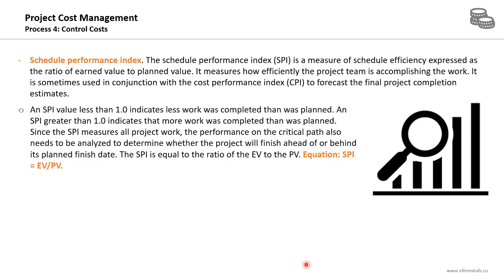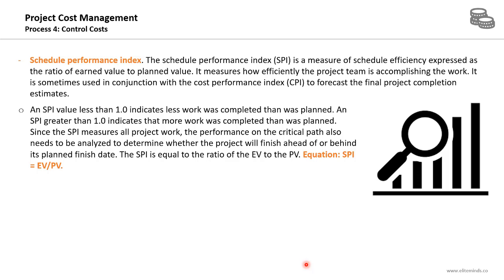Now, if the schedule performance index value is less than 1, it means that less work was completed than what we planned for. It means that we are behind the schedule. If the SPI is greater than 1, it indicates that more work was completed than what was planned. It means we are ahead of schedule.